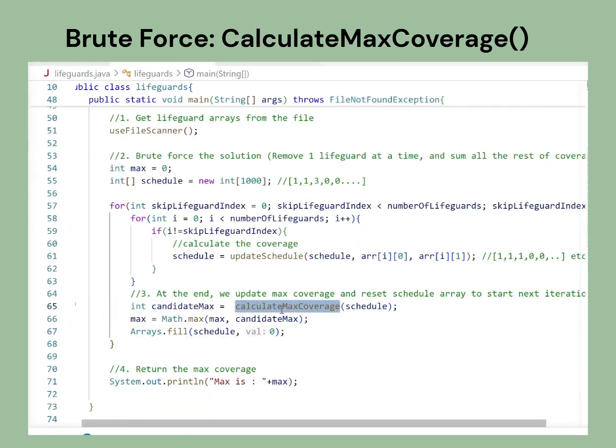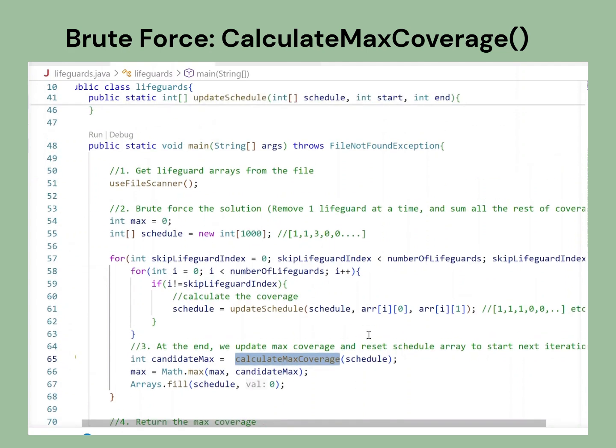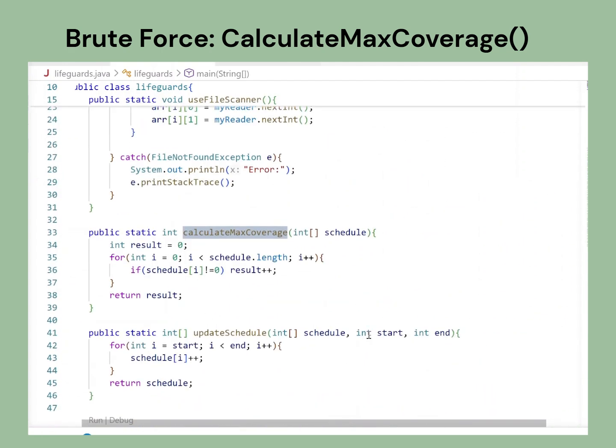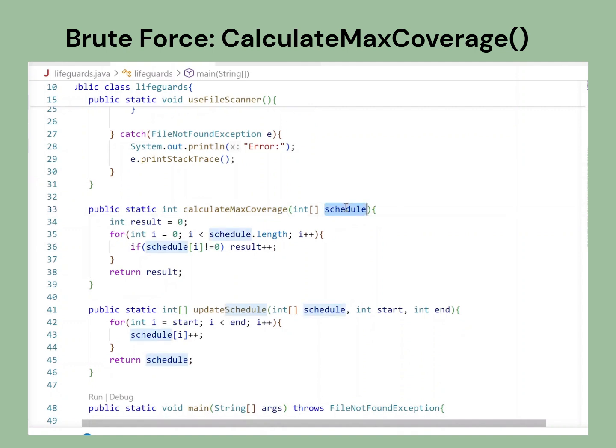Calculate max coverage method is also fairly simple as it only counts up non-zero integers in the schedule array and returns the number of them as a result. This is the end of brute force approach explanation.